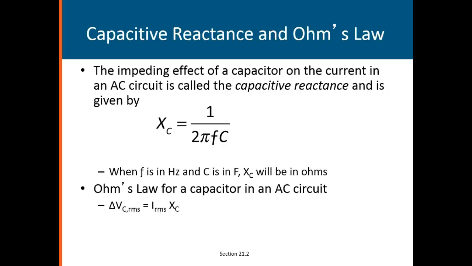What is that? It's 1 over 2 pi times the frequency times the capacitance of the capacitor. Now frequency is given in per seconds, so this is in the denominator, so it's sort of like you have a second in the numerator. Capacitance. Do you remember what capacitance is?